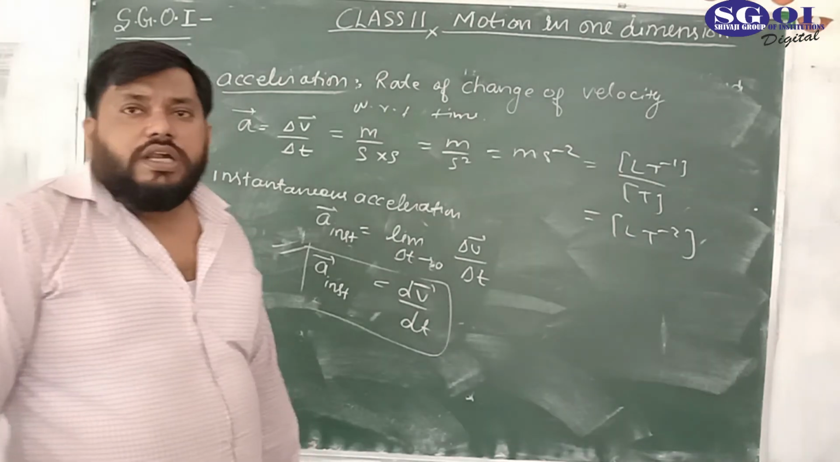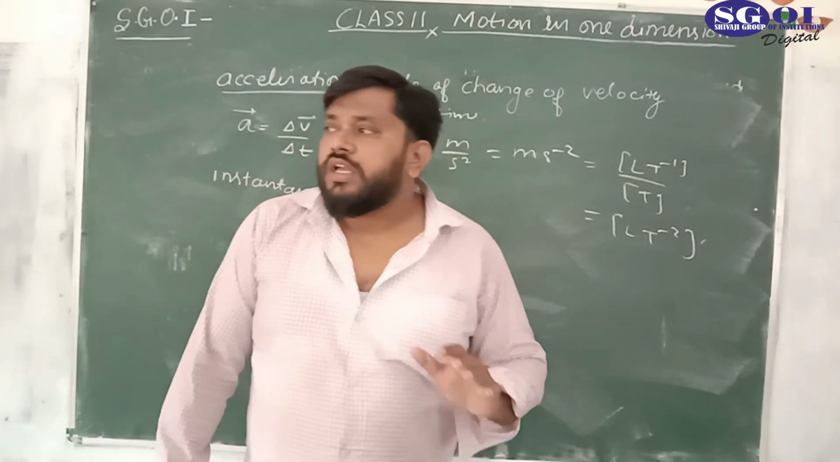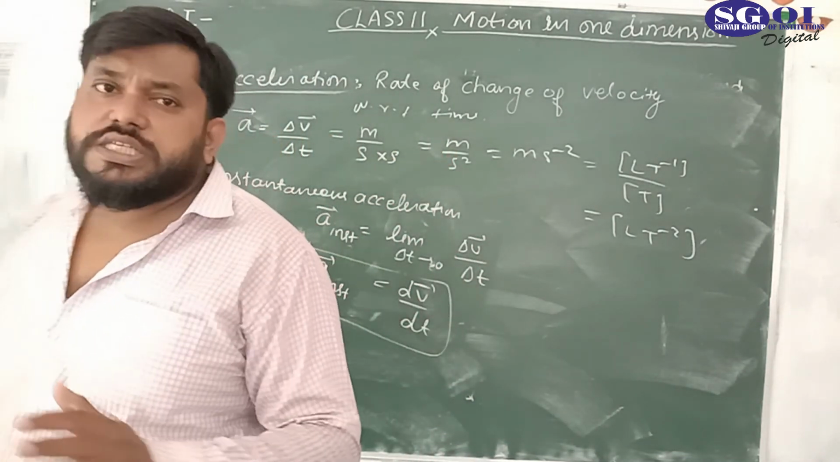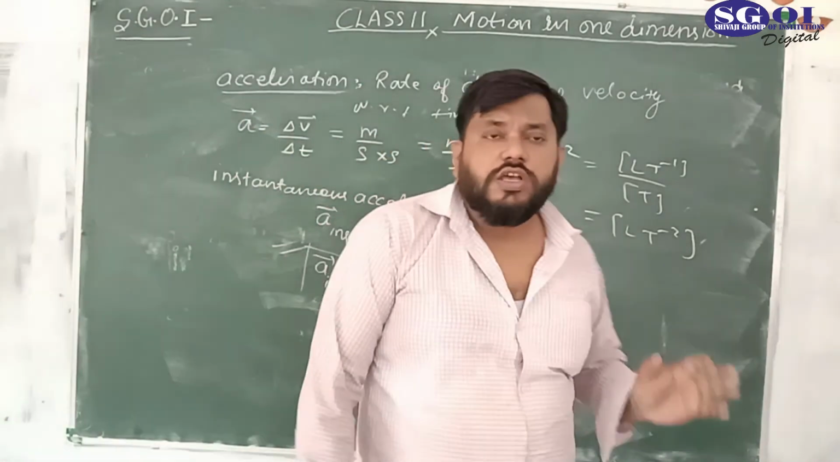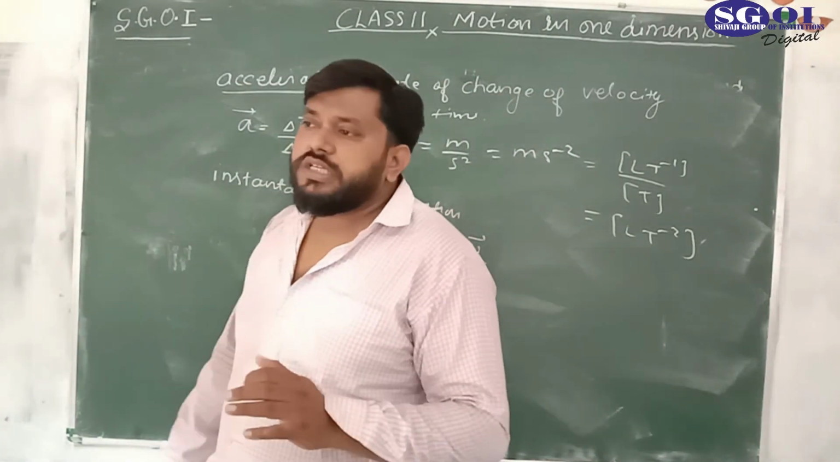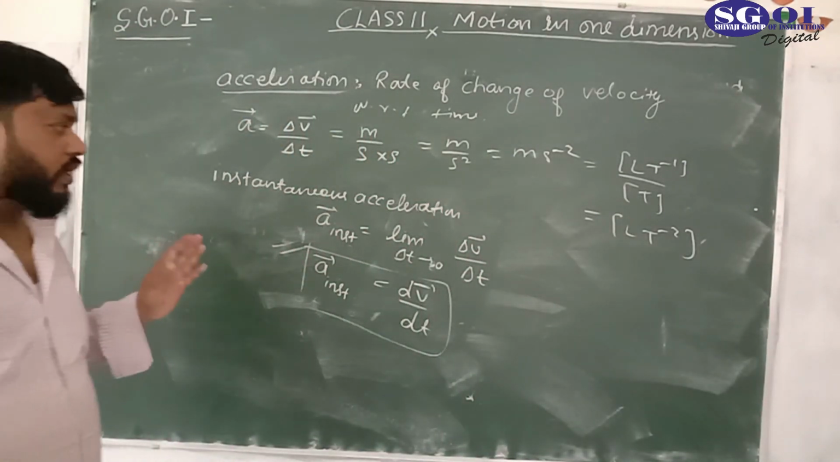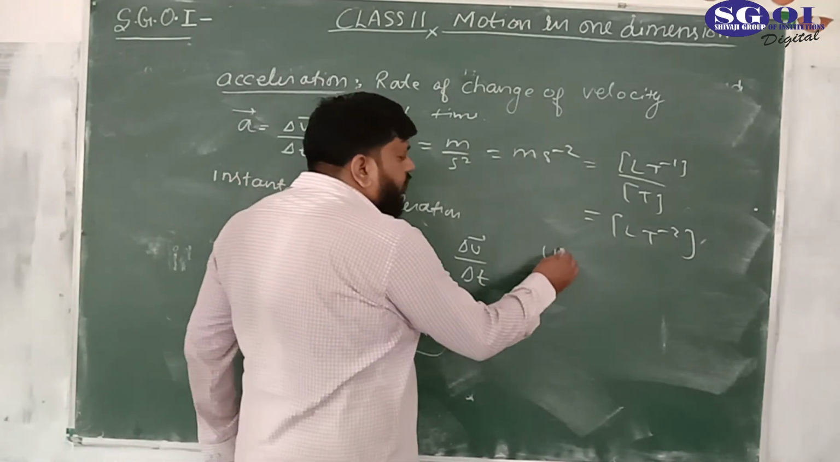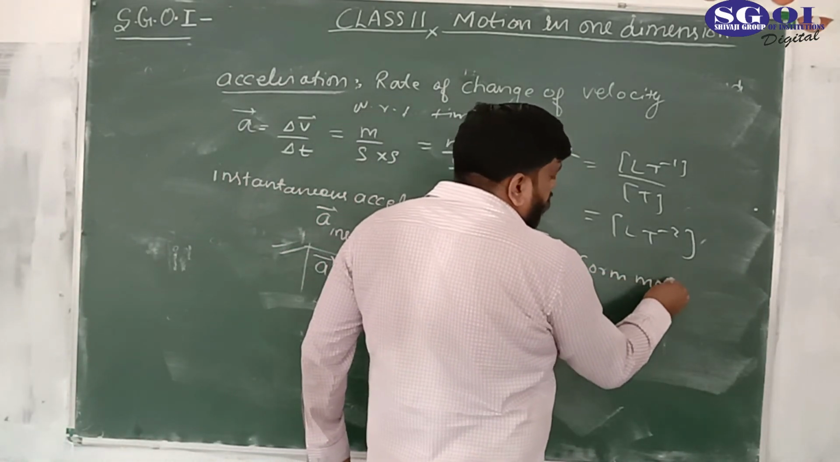Now we are at the position where we can start the graphical analysis of the motion, meaning the position-time graph, velocity-time graph, and acceleration-time graph for different cases for uniform motion. What is uniform motion? I think we have not talked about uniform motion. So what is uniform motion?